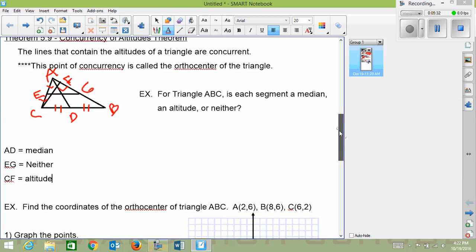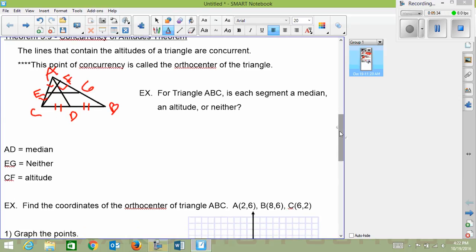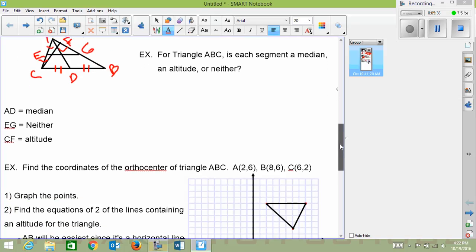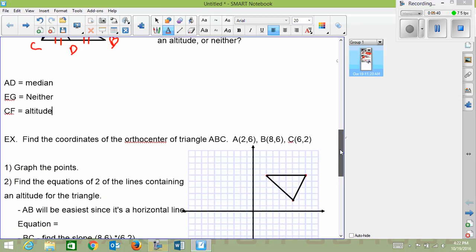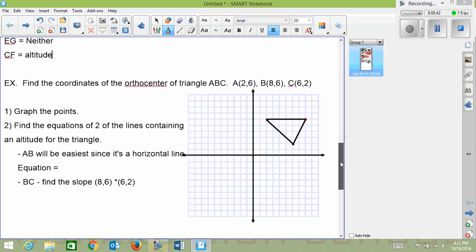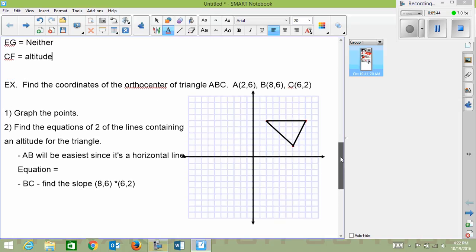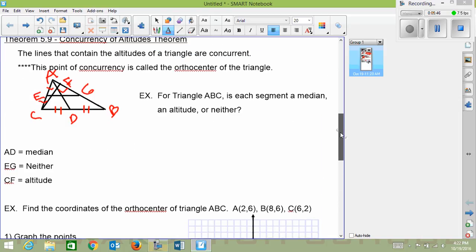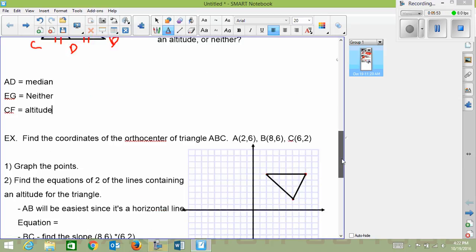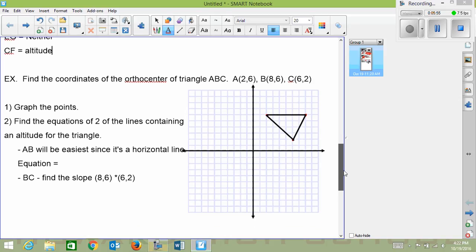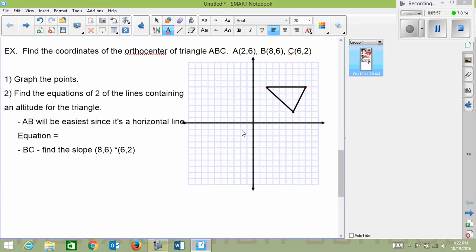Another example, and this is a rather involved one, but just pay attention, stick with me, it'll all make sense in the end. So find the coordinates of the orthocenter of the triangle. Orthocenter, remember what that was up here? The point of concurrency is called the orthocenter of the triangle, where all the altitudes meet. Remember, the altitudes have to be perpendicular. That's another key point of this.